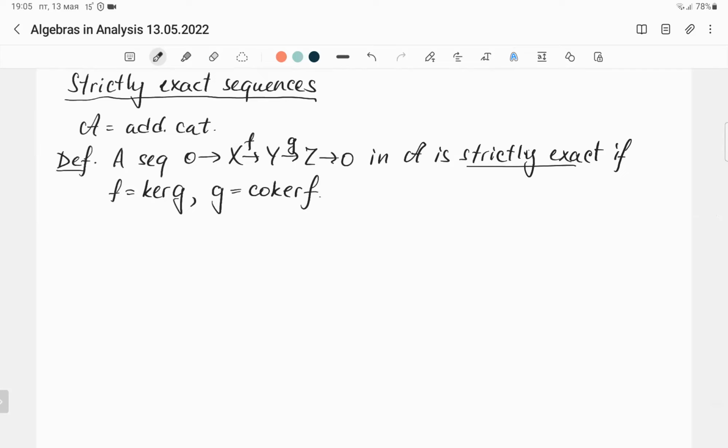Well, let's now look at some concrete examples. Example 1. If our category is abelian, for example, the category of abelian groups, or the category of vector spaces, or the category of modules over an arbitrary ring, then the sequence is strictly exact if and only if it is exact.